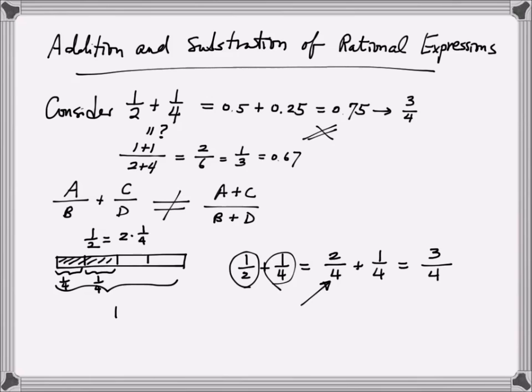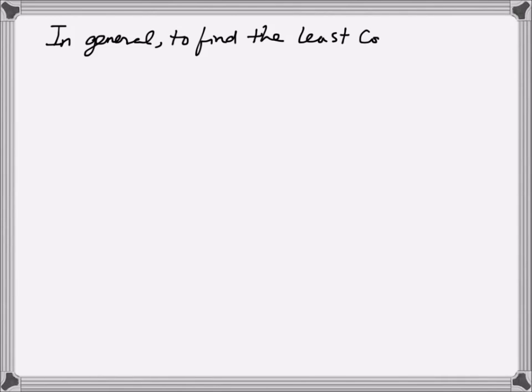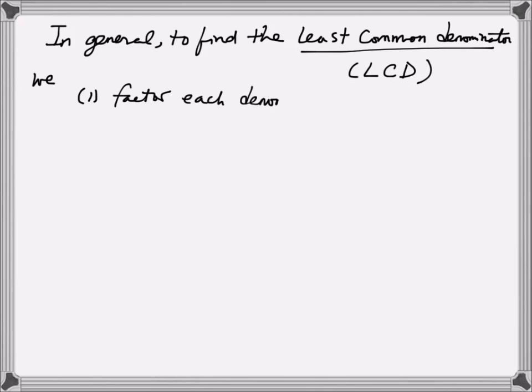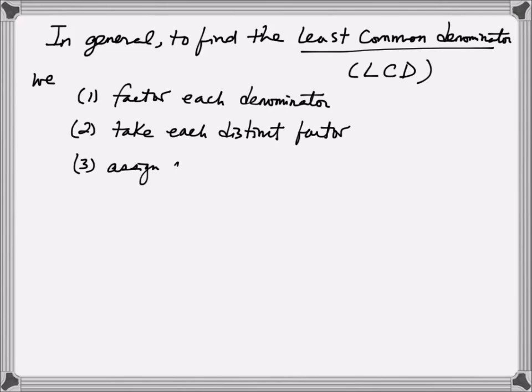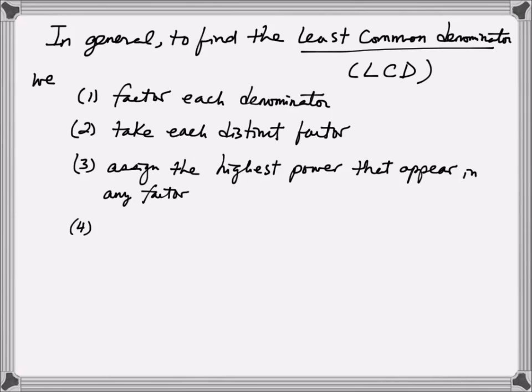Now that both expressions are written in terms of a fourth, we can simply add the number of fourths that we have. So that's why we get 3 over 4. What happened here is that this number 4 is called the least common denominator. So next, let's describe the strategy of finding the least common denominator. In general, to find the least common denominator, also known as the LCD, we take the following strategy. Step 1 is we're going to factor each denominator and then take each distinct factor, then assign the highest power to any factor. Eventually, we're just going to form the product.